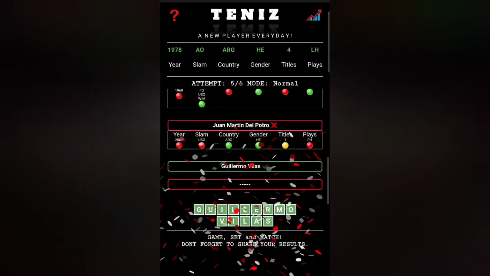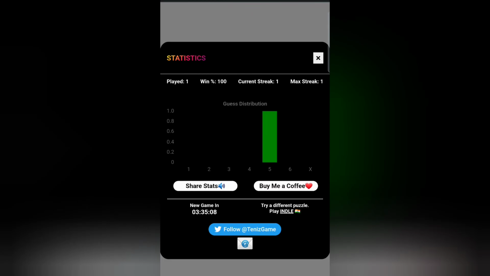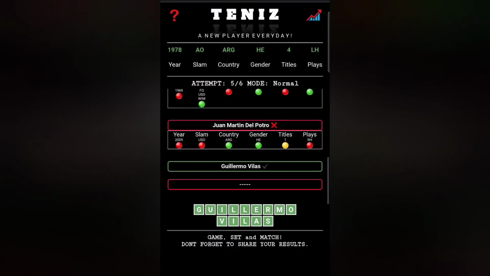So you can see when you entered Vilas, you got all the success message and your stats are showing. And now if you go back to the top, the clues at the top have been revealed.